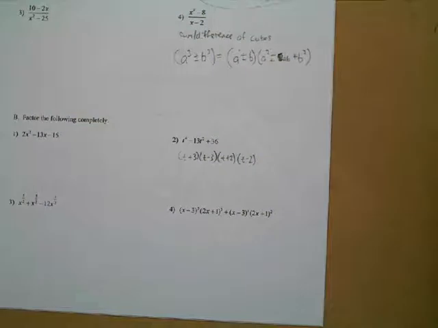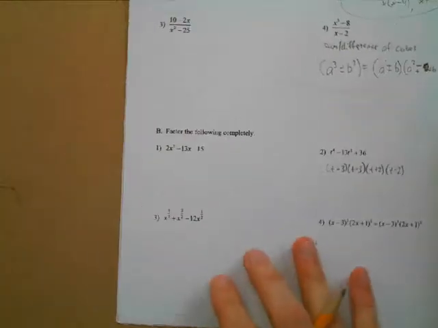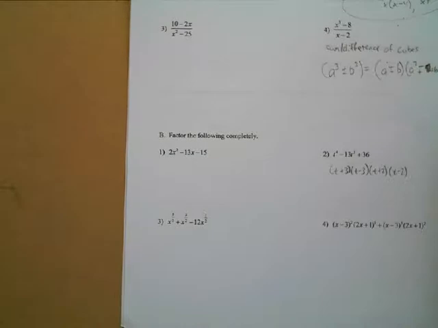Well, likewise, over here for number 2, we can think of t to the 4th as t squared, minus 13 times that same t squared, plus 36.